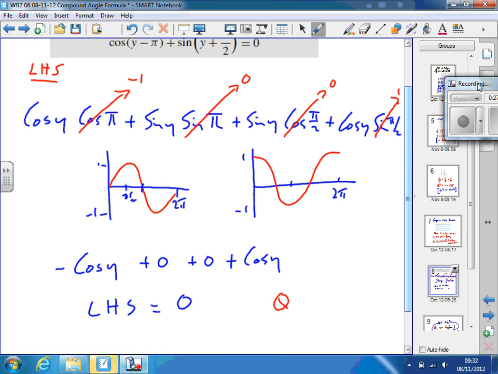And what do we do to write that? QED, which is Latin for I've proven it. Quod erat demonstrandum or something like that, which means proved and proven. We've proved that the left-hand side equals the right-hand side.